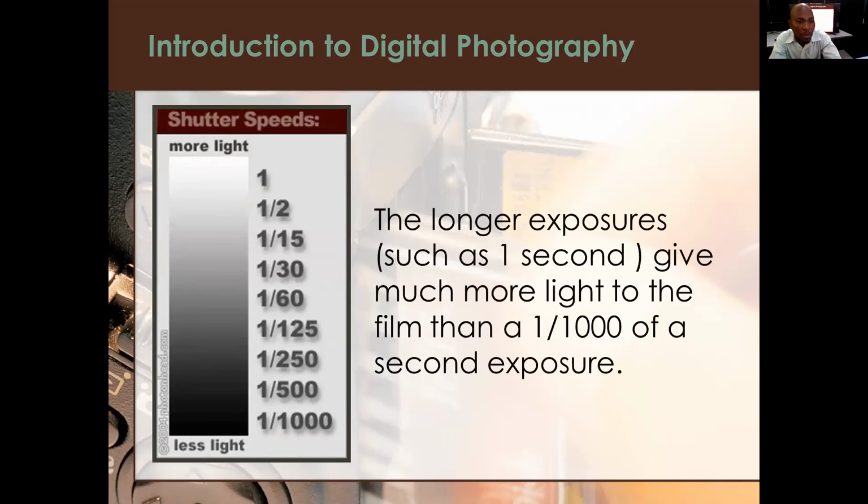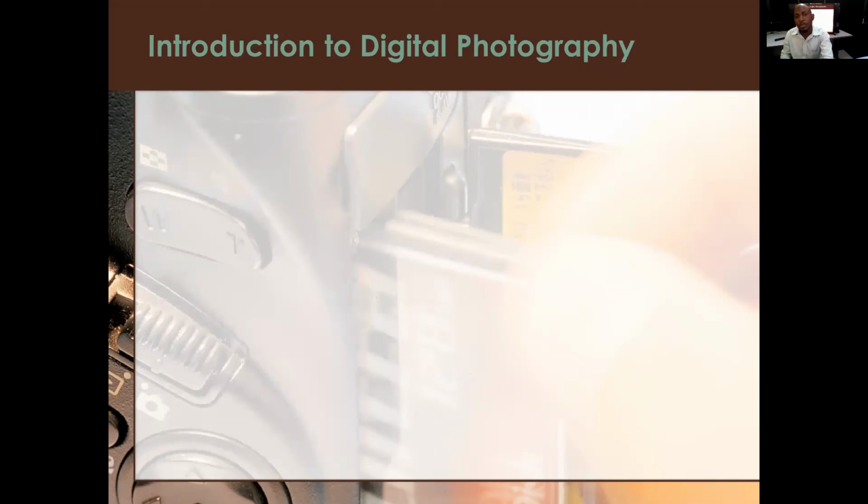Here are some examples of the shutter speed. So we have from 1 second to 1,000th of a second. So the larger the number, the faster the speed, the less light, the more dark it is. A longer exposure, such as 1 second, gives much more light to the film than at 1,000th of a second.